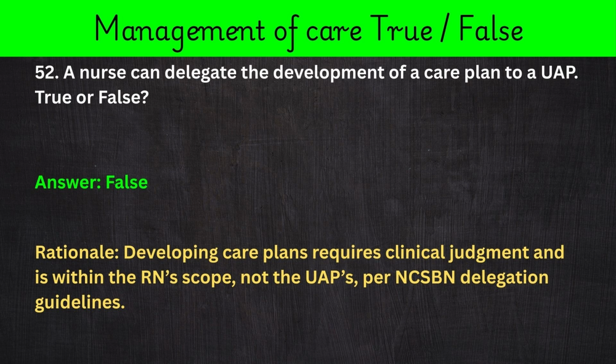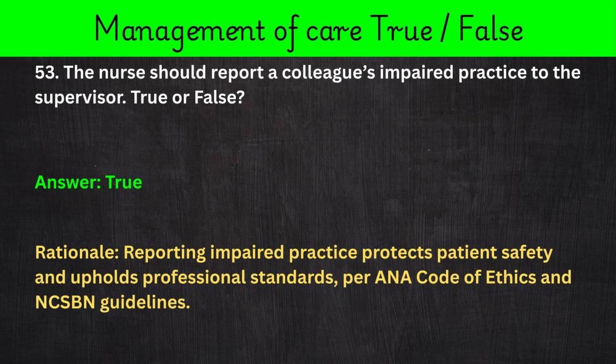Rationale: developing care plans requires clinical judgment and is within the RN scope, not the UAP's, per NCLEX-PN delegation guidelines. 53. The nurse should report a colleague's impaired practice to the supervisor. True or false? Answer: true. Rationale: reporting impaired practice protects patient safety and upholds professional standards per ANA Code of Ethics and NCLEX-PN guidelines.